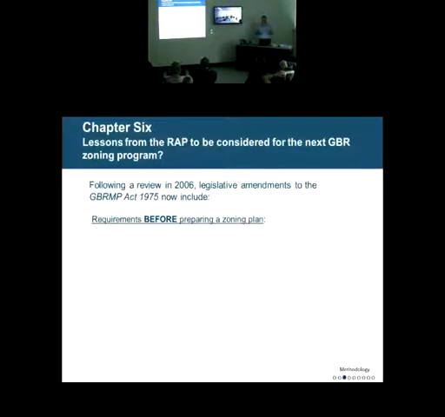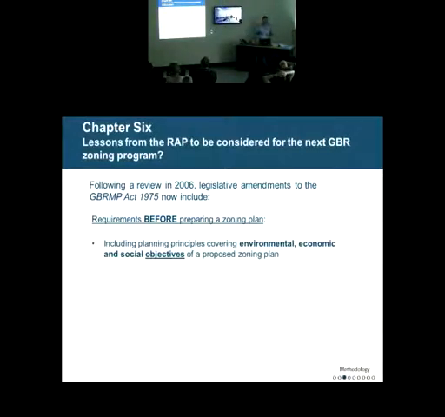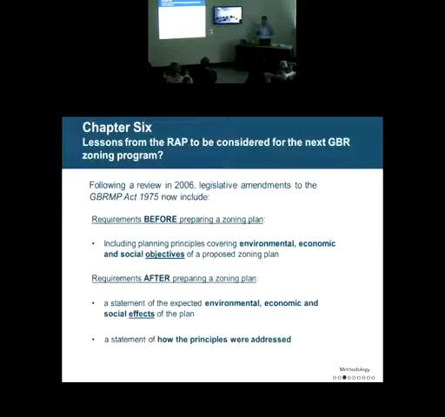There are also, as I said, legislative requirements that we now need to consider. Since the 2003 zoning, there have been amendments to the Act talking about what we need and have to do if we're considering another rezoning. So there are requirements that we have to consider before we even do a zoning plan. Things like we have to consider environmental, economic and social objectives. Things like after the zoning plan, we have to do a statement of the effects of those environmental, economic and social effects. We have to do a statement of how the planning principles were addressed. So it's a lot more legally rigorous than when we did our previous zoning.